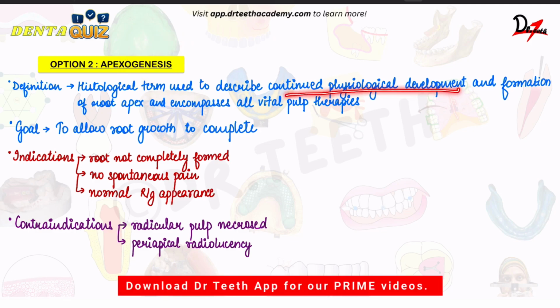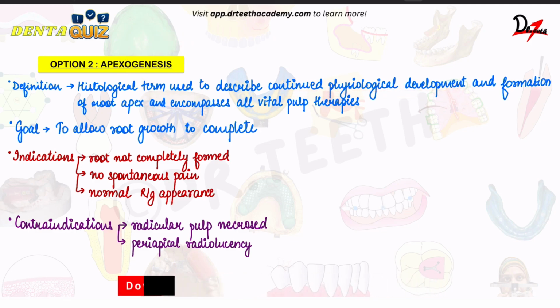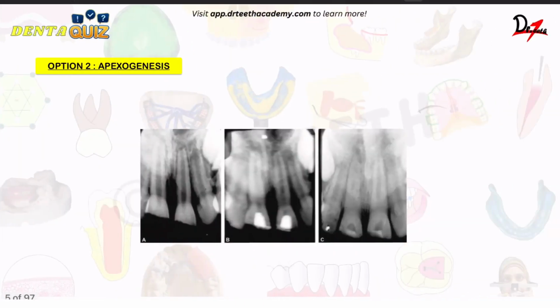Apexogenesis means continued physiological development. Apexification means that we have put in a barrier, right? An artificial barrier to that apex to close it. Now see this diagram here. Here you can see that there is open apex and this apex has undergone a treatment.